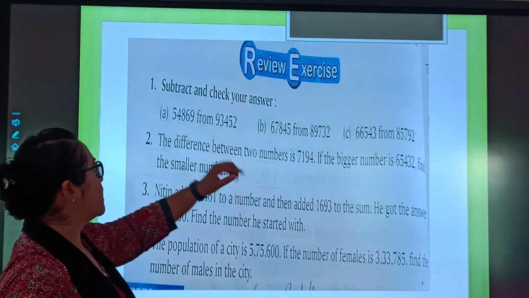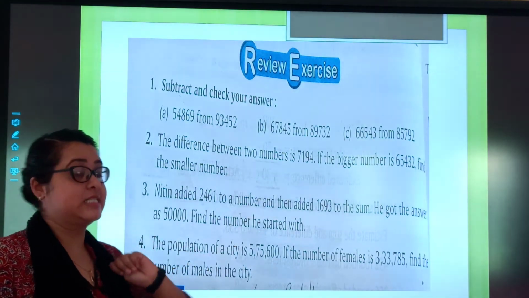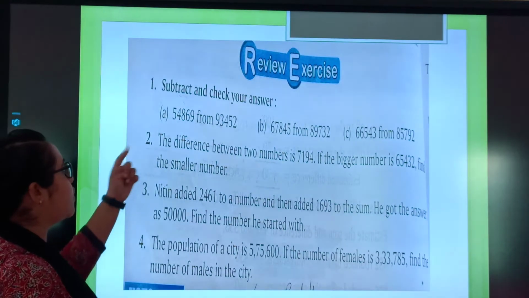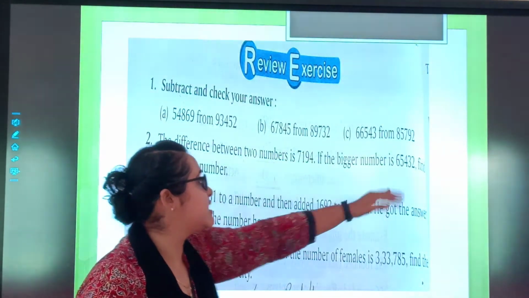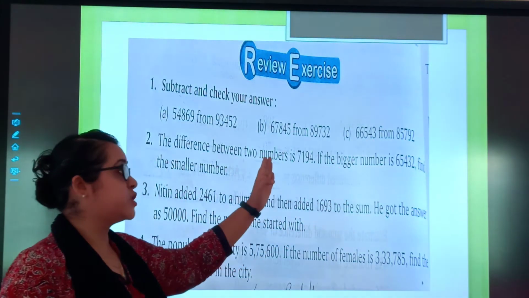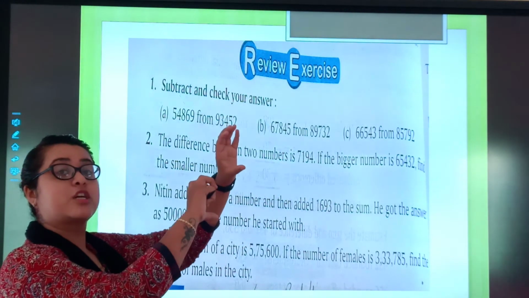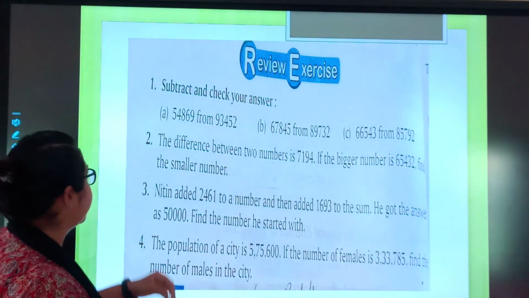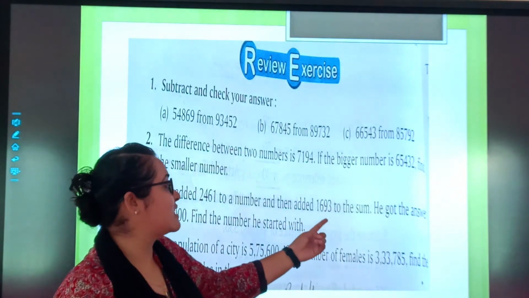Subtract and check your answer. You will subtract it and then you will check it. Remember exercise 4? Yes. These 3 sums belong to the type of exercise 4. In question number 2, the difference between the two numbers is 7194. If the bigger number is this much, find the smaller number. Difference is given. आपके पास बड़ा नंबर है, आपको छोटा नंबर निकालना है. What you will be doing? Yes. बड़े नंबर में से डिफरेंस माइनस कर दोगे तो आपको क्या मिल जाएगा? छोटा नंबर. Understood, students?